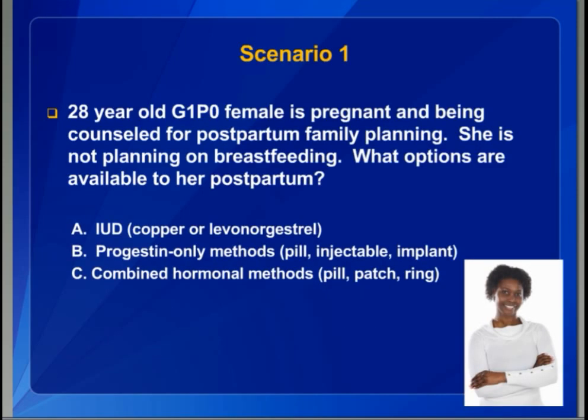So in this first scenario, we have a 28-year-old Gravida 1 Para 0 woman who's pregnant and being counseled for postpartum family planning. She's not planning on breastfeeding. What options are available to her postpartum? And our choices are an IUD, progestin-only methods, or combined hormonal methods.